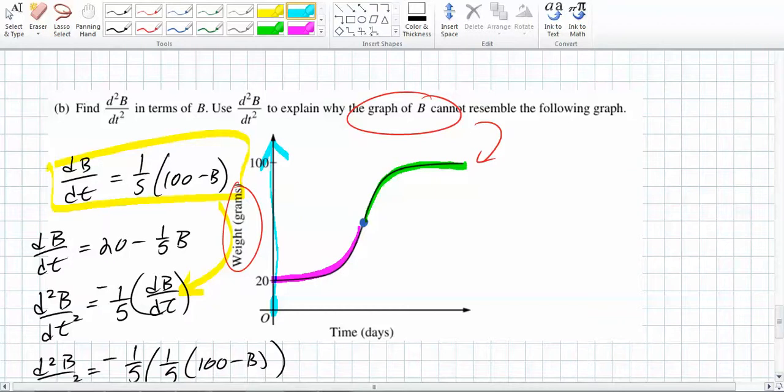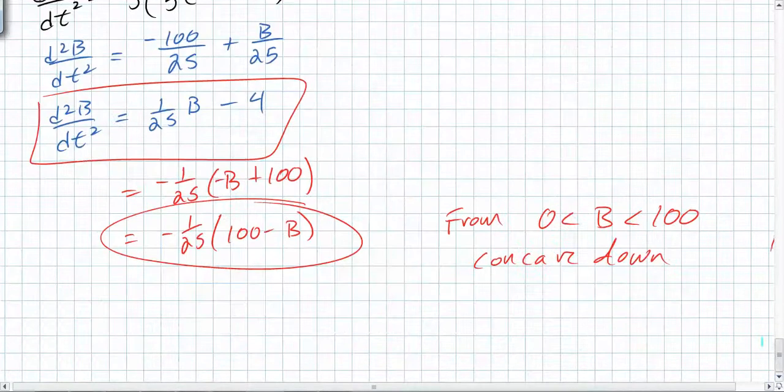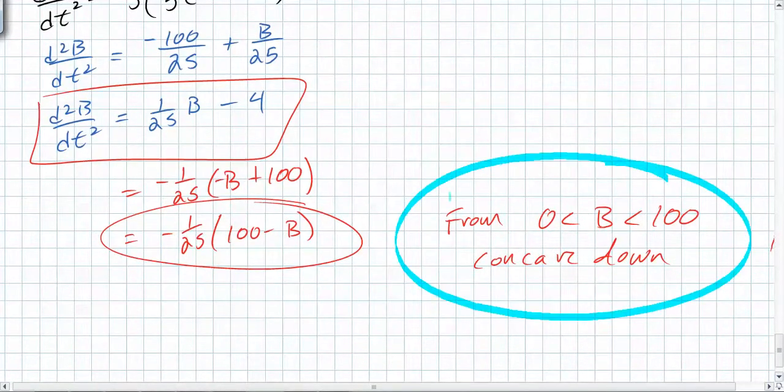I should examine concavity. By far the hardest part, for me at least, is noticing that the graph they give you has B on the y-axis. So you're looking at this and saying this is when B is greater than 0, and when B is greater than 0 and less than 100, always what?